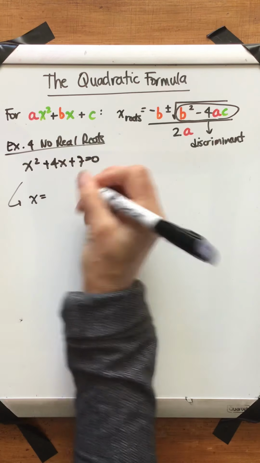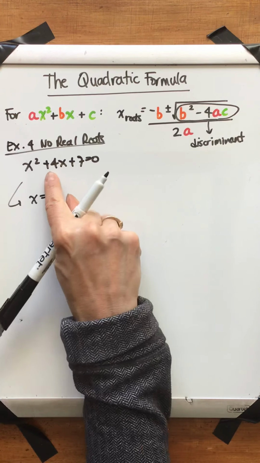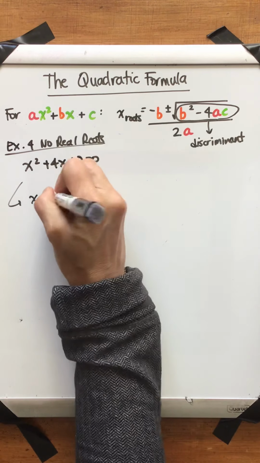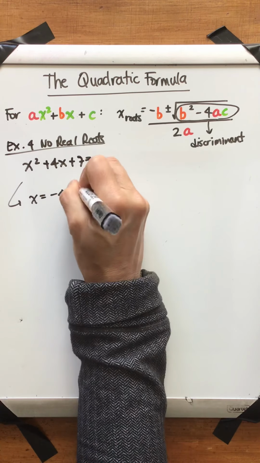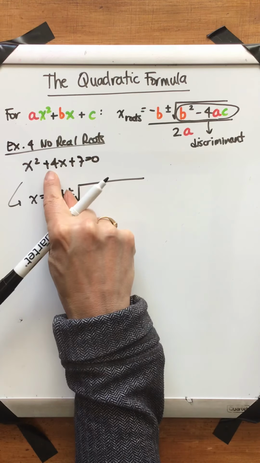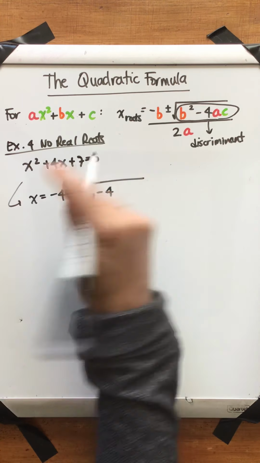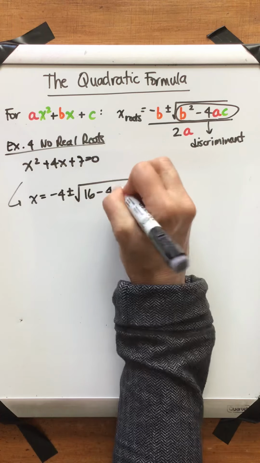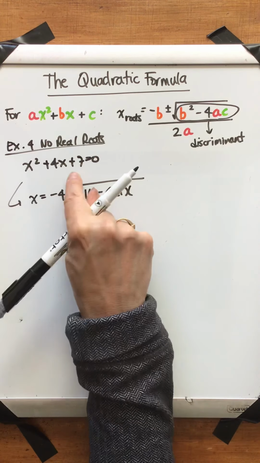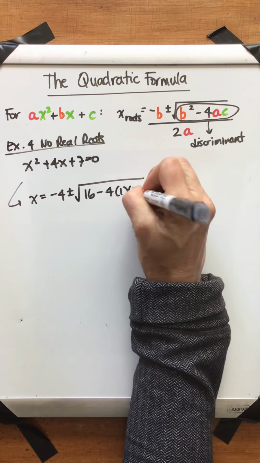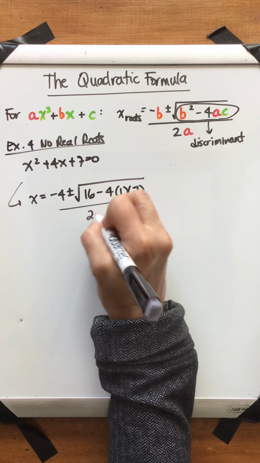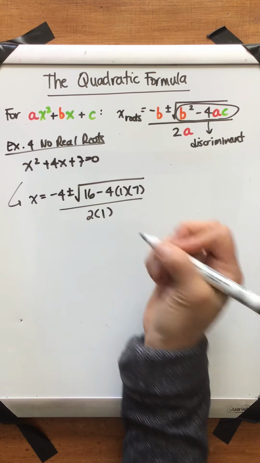So x equals negative b. There's our b value, so negative 4, plus or minus the square root of b squared, 4 times 4 is 16, minus 4 times a, which has a value of 1, times c, which has a value of 7, all over 2 times a, which again is 1.